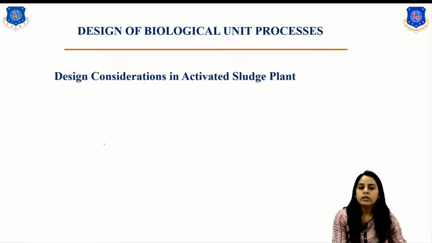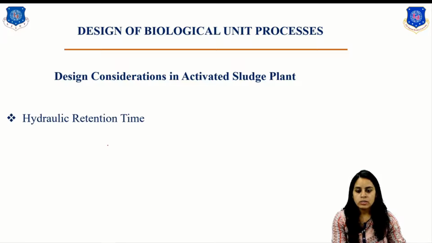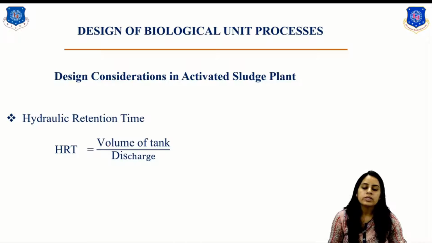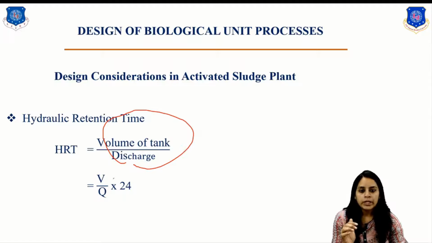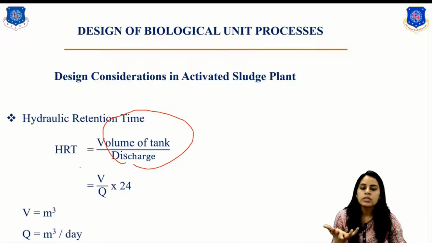Okay, so here the design considerations of the activated sludge plant are given. First of all, we start with the hydraulic retention time. What do we mean by hydraulic retention time? It is the ratio between the volume of the tank and the discharge. The value is V by Q into 24, where V is taken in meter cube and Q is in meter cube per day, right?